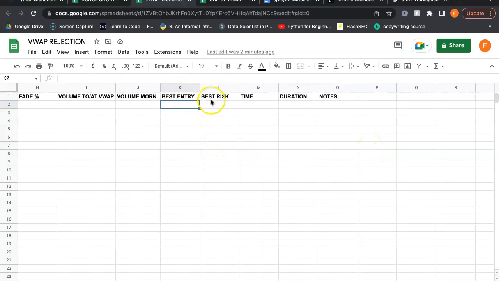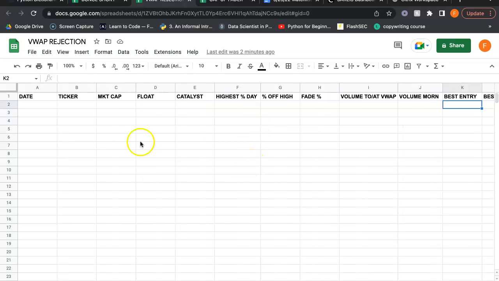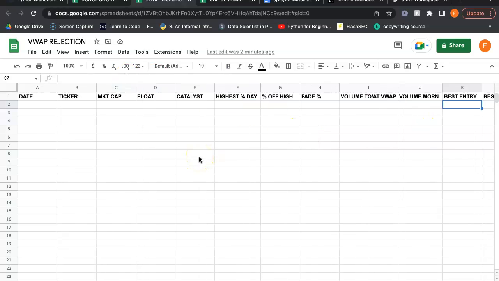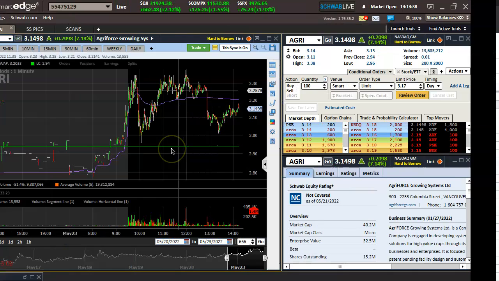Always put best entry and best risk, how long it lasts, what time of day the play starts. Just simple things. Don't overcomplicate it. Because if you do, you're going to have a lot of requirements and you're not going to want to go through this every single day, especially if you have a bunch of tickers to go through. Simple makes it easier to analyze later on. Just keep things simple. That's how we approach trading. So that's how we're going to approach selection.